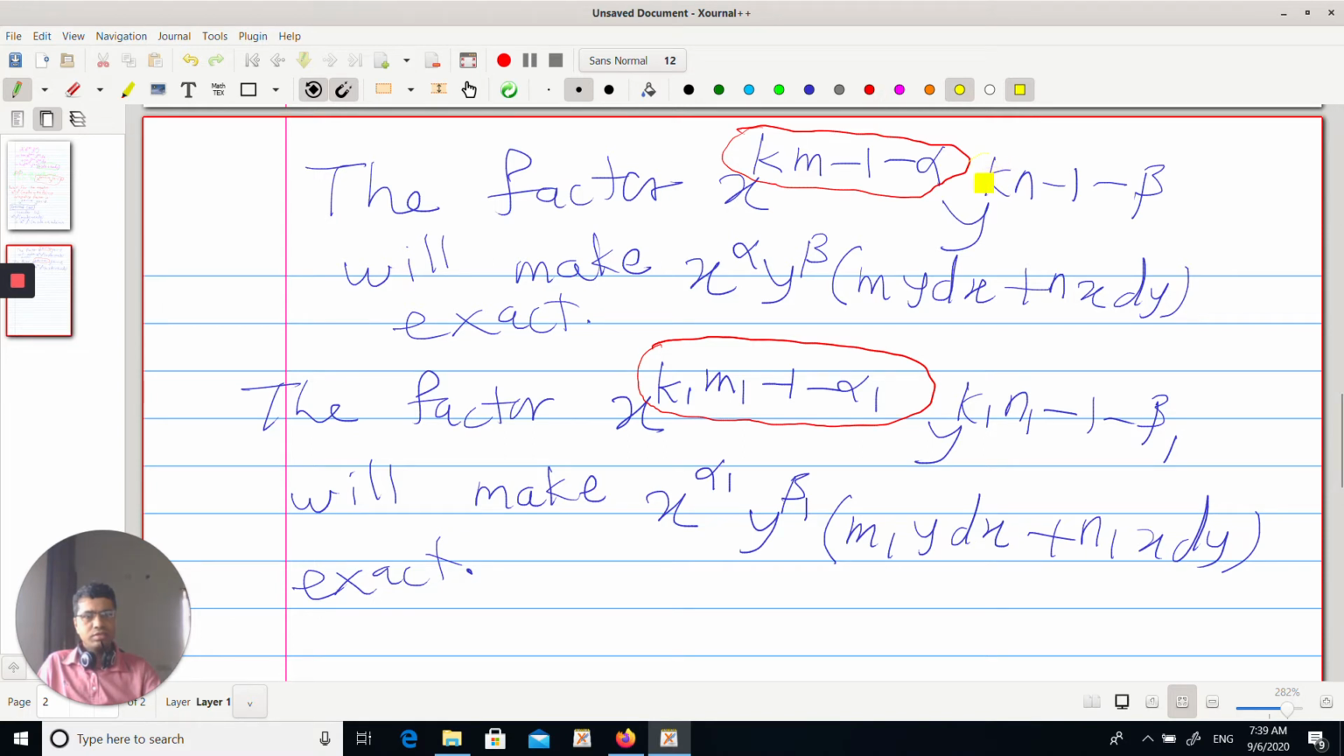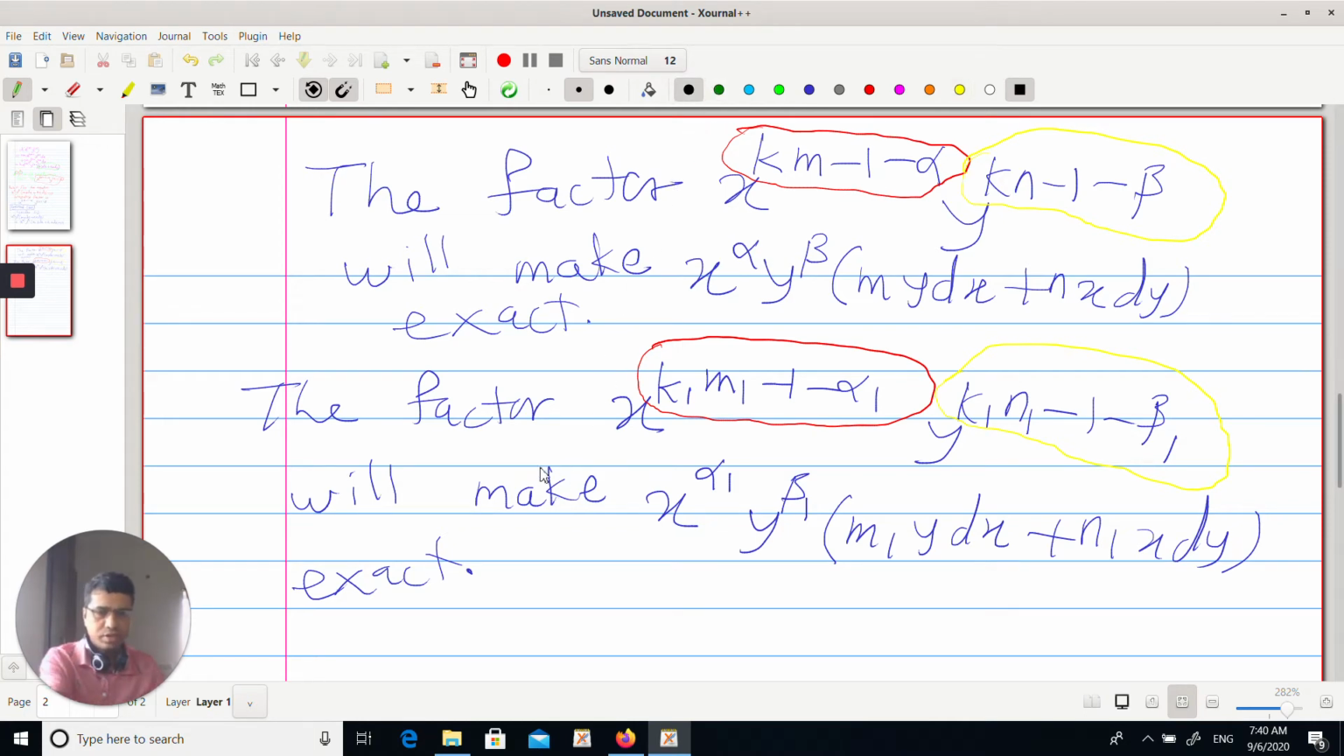where we consider the power of y, it is kn minus 1 minus beta, and for the second part it is k1 n1 minus 1 minus beta 1. We equate these two, where n, n1, beta, beta 1 are known terms. So we solve these two equations.